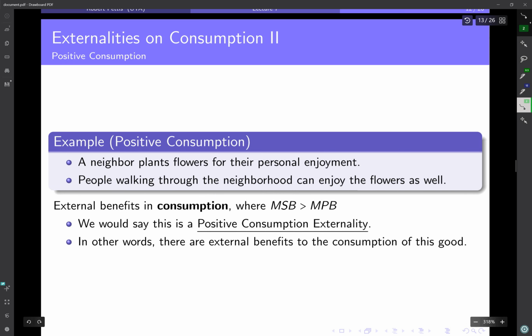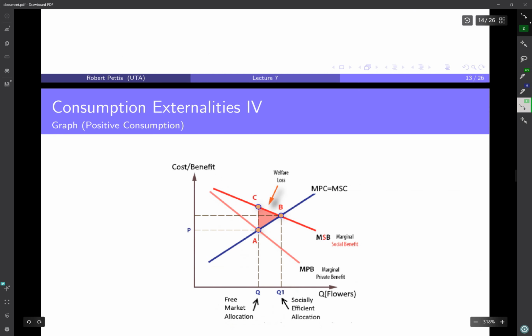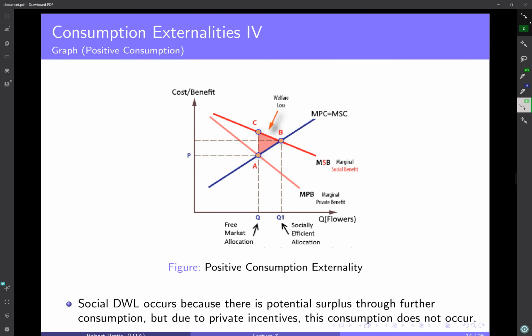So because of this extra benefit, our marginal social benefit is going to be greater than our marginal private benefit. Okay, so we would say this is a positive consumption externality. Okay, so let's see what this looks like. So just like before, we've got kind of nothing going on here for the supply curve. The marginal private cost equals the marginal social cost. But as far as the demand curve, the marginal social benefit is going to be greater than the marginal private benefit. Okay?